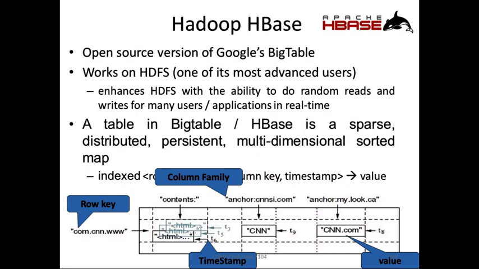And basically, it enables to manage a sparse, distributed, persistent, multi-dimensional sorted map. So a hash map, basically, in which we have the data indexed by a certain, let's say, multi-dimensional key, for instance, row, family, column key, timestamp, and then the value.